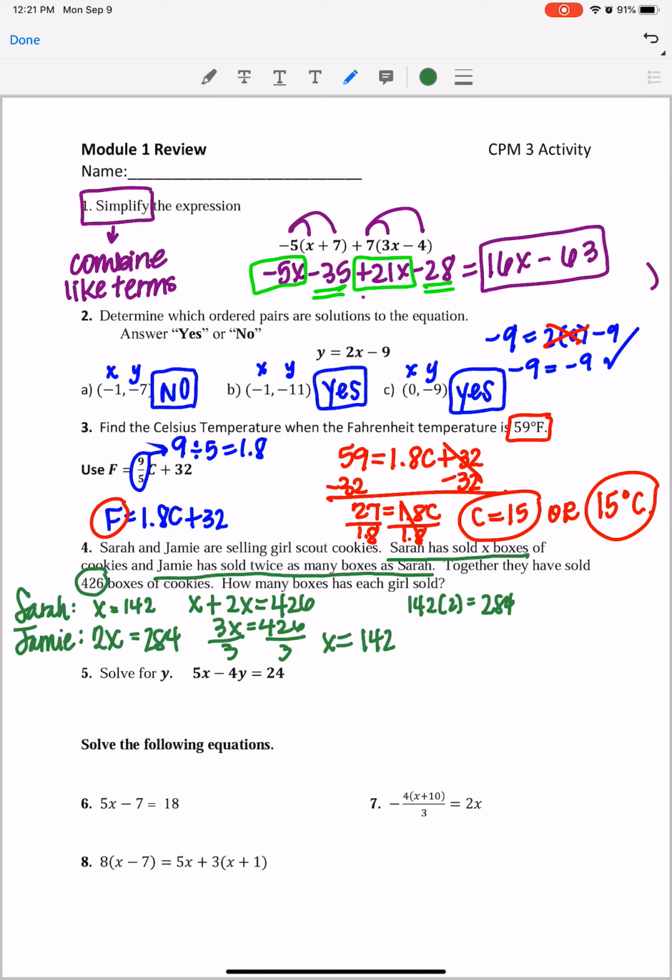In general, word problems require word answers. So we need to say, Sarah sold 142 boxes. And Jamie sold 284.